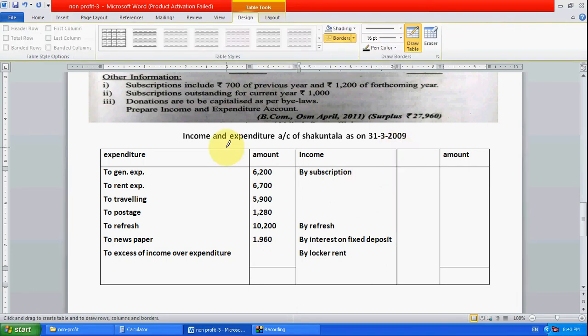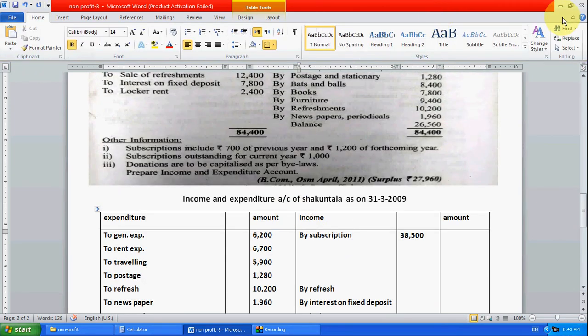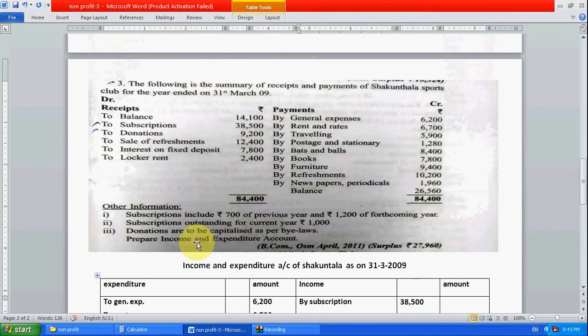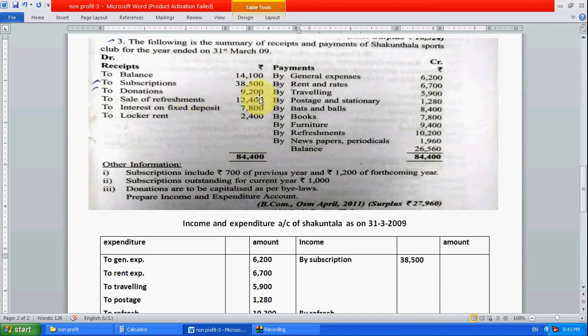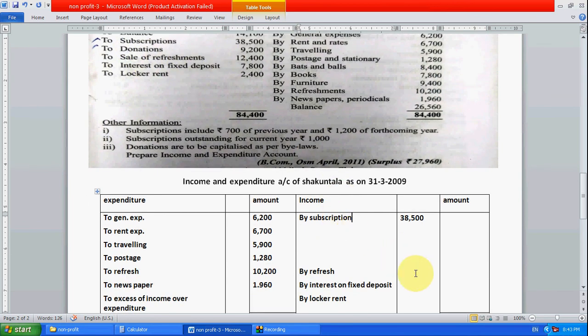Okay, we have to create a detail column. So right here, subscription, how much? 38,500. Subscription, okay, we'll do later. Now donation is 9,200. It will come in the balance sheet because it is not given here. Donations are to be capitalized as per law, so don't take donation. Sale of refreshment, take directly outside.